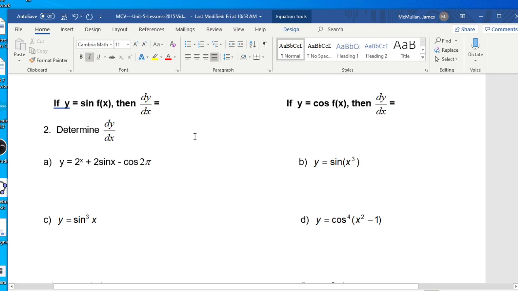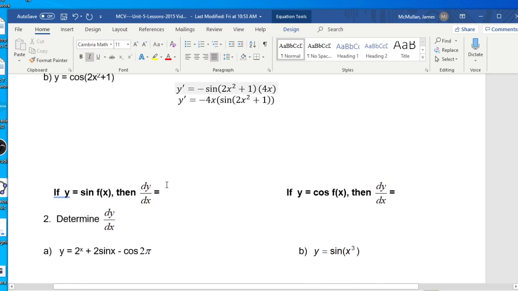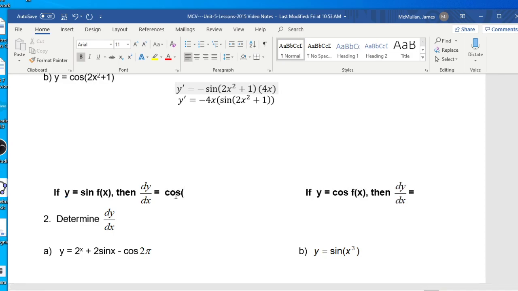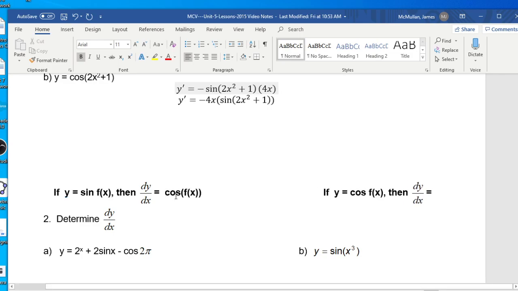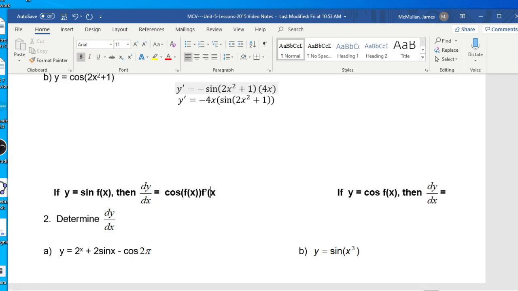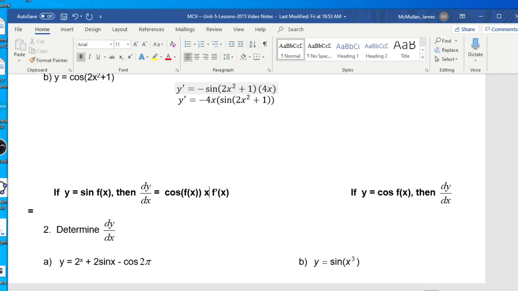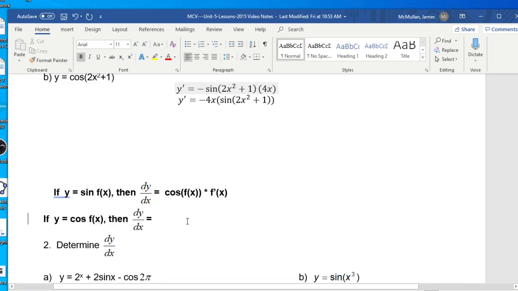So let's try. This is just for the chain rule. So the derivative of sine of f of x. Okay, so what if you have a function inside sine? Sine becomes cos. f of x does not change, and then you multiply by f prime. Okay, so that's how that's done. I'll just put multiply. Okay, that's how you do the chain rule with sine.